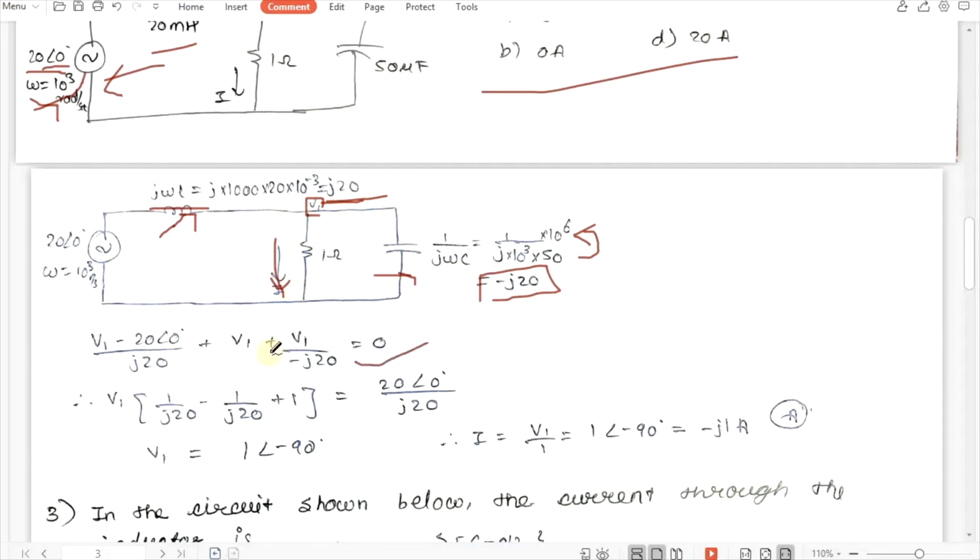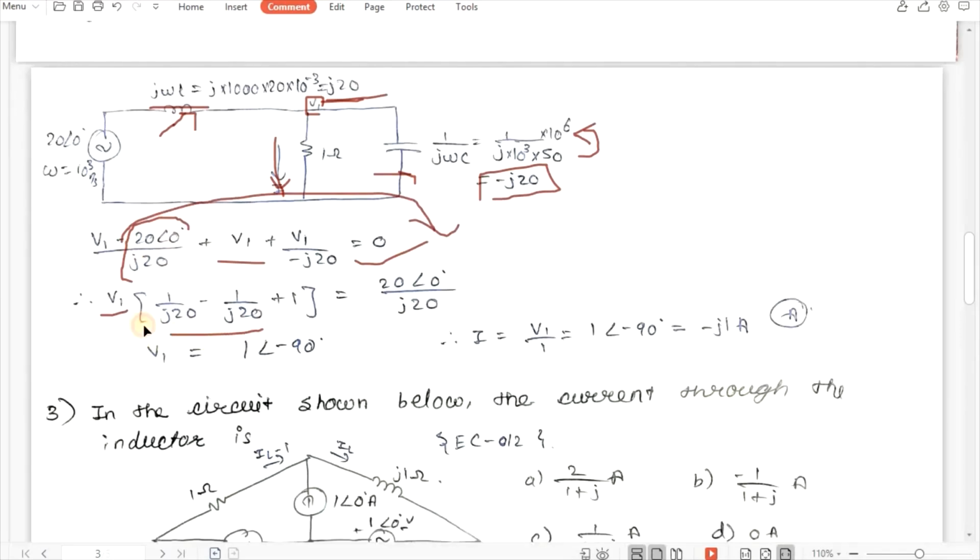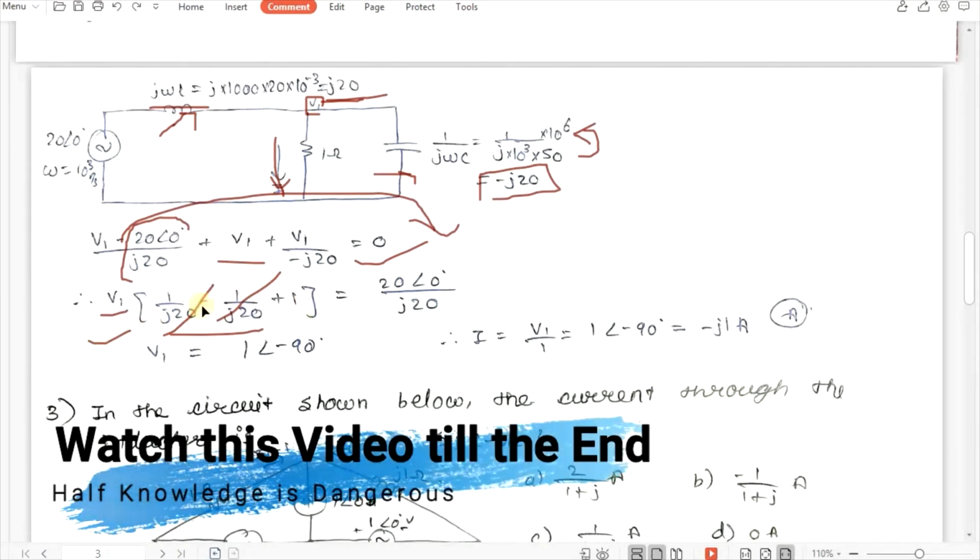So this is what I have written here. Now if we take V1 on one side, we will get V1 in bracket 1 upon j20 minus 1 upon j20 plus 1 equals 20 angle 0 upon j20. This minus will be converted to plus as we take this term to the other side. Now if you simplify it, you can see this term and this term will get cancelled and you will have 1 into V1.